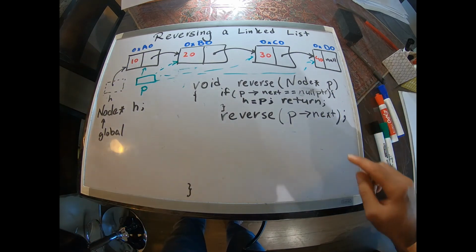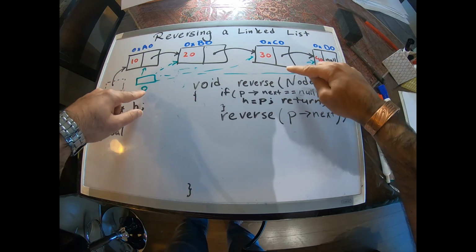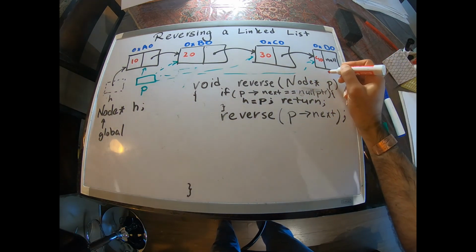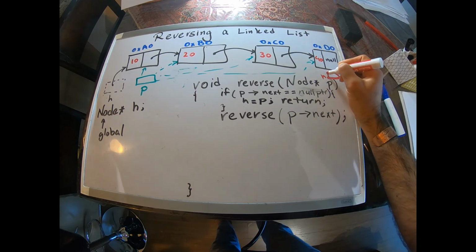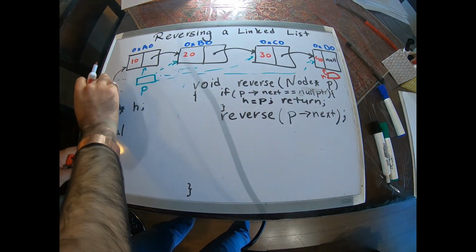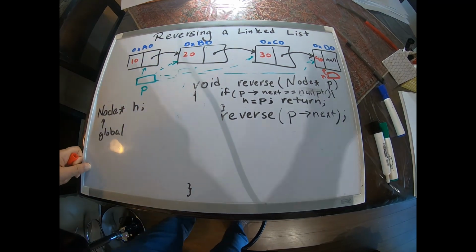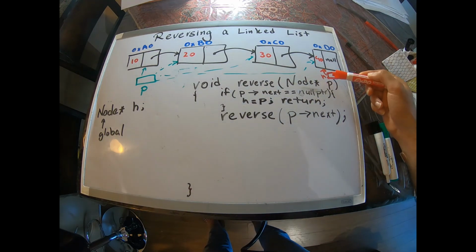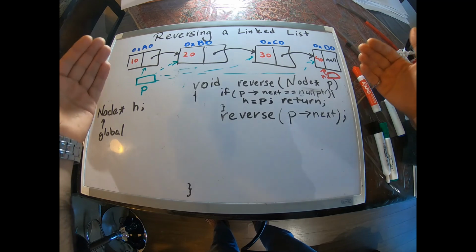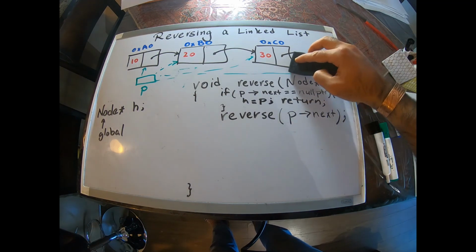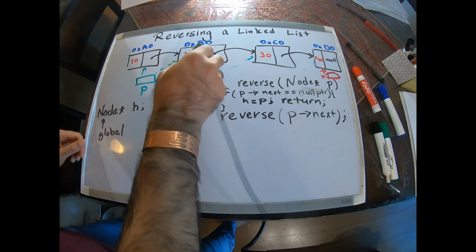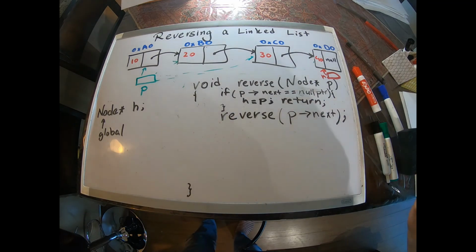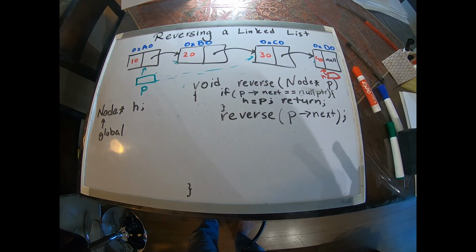So this is what we have. Once we have our P at this point, then this becomes the head of the linked list. This is not head anymore. And then we return. Where do we return? We return to the previous function call, where P was pointing to the second last node. So this is what we have right now.